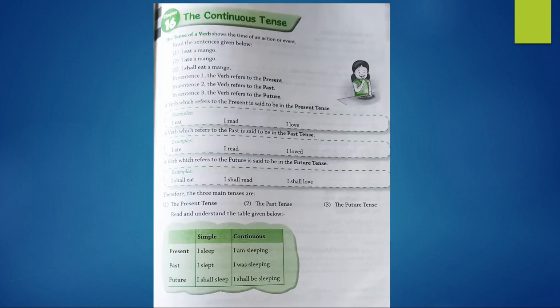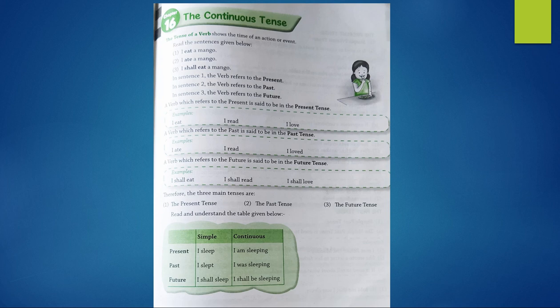The continuous tense. The tense of a verb shows the time of an action or event. Now let's read these sentences. I eat a mango. That is in present tense. I ate a mango. So here you see the form of the verb, that is in past tense. I shall eat a mango. So here the verb which is there, that is referring to the future.